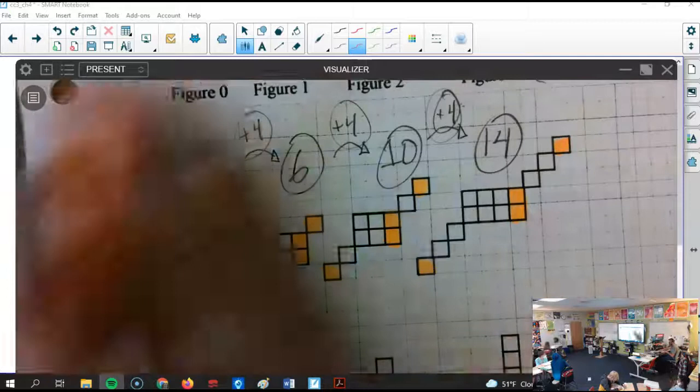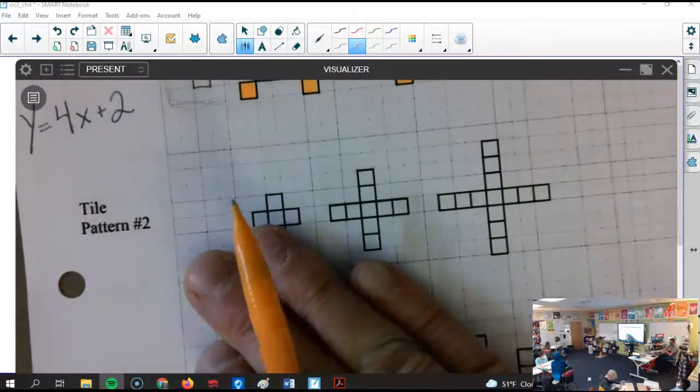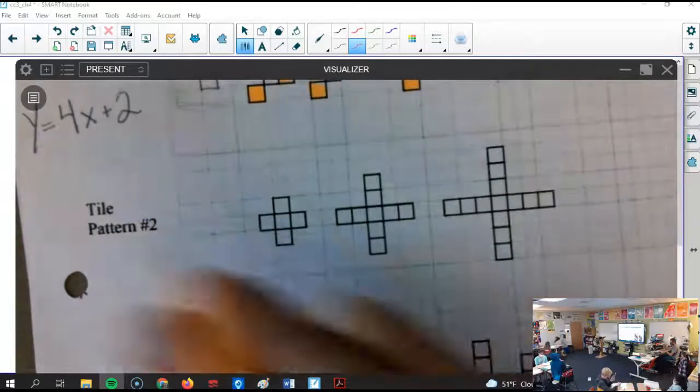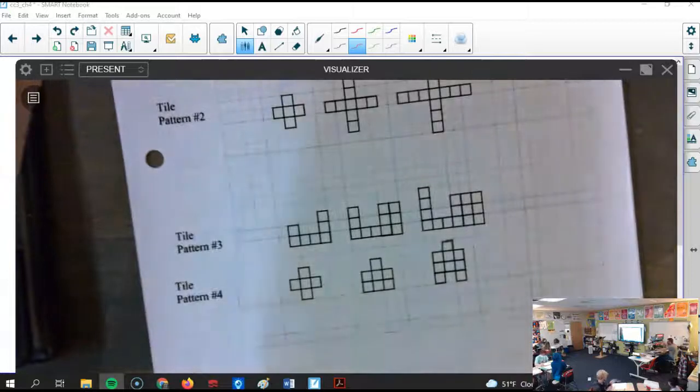Continue this technique with your other tile patterns. Once you have figure 0 and once you identify the growth, we should be able to write out an equation for it. Keep going. I'm going to give you another 5 minutes probably.